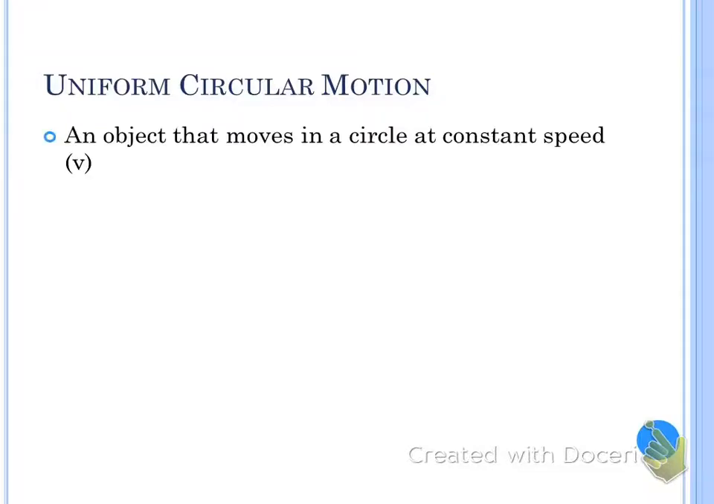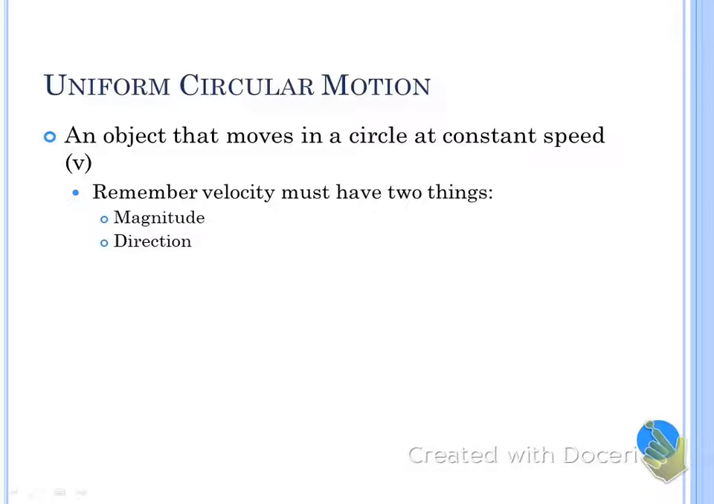Uniform circular motion. What's it mean for something to be uniform? Good, the same throughout, okay? So when we talk about uniform circular motion, we're talking about something that moves at constant speed throughout a circular path. For something to be a circle, it has to have a uniform path, right? Otherwise, it's not a circle. So to be moving in uniform circular motion means we're moving at constant speed, or constant velocity.